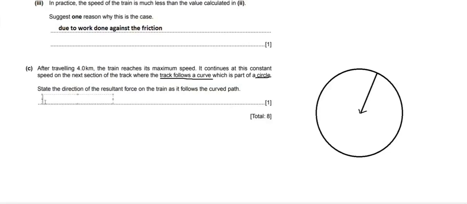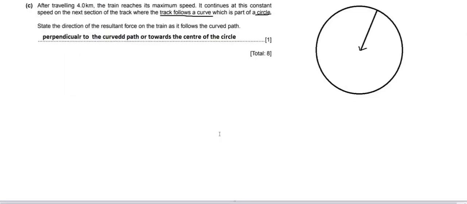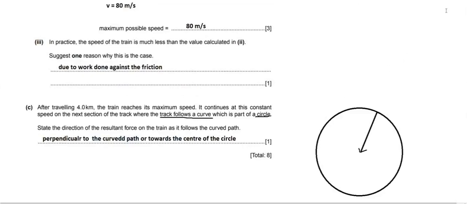So we can write down the direction of the resultant force is always perpendicular to the curved path, or you can say towards the center of the circle. We know that that is nothing but the centripetal force. Any object moving in a circular path has this force acting as the centripetal force, always toward the center of the circle. So let's go to the next question.